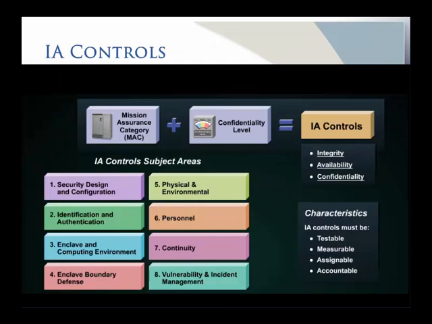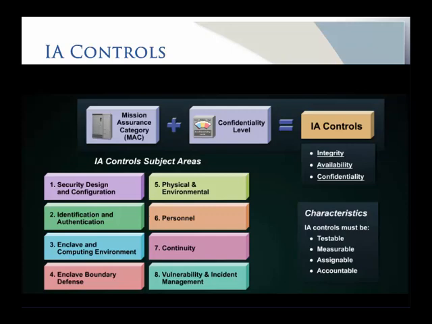So now you want to figure out what your IA controls are going to be based on the MAC level and the confidentiality level. Those two things are related, but not exactly the same thing. You want to look at integrity, availability, and confidentiality. You want your controls to be testable, measurable, assignable, and accountable. Because what's the point of doing it if they're not? Then it's what we call good intentions. Gee, I sure intended to not let that information get out, but I had no way of actually measuring that I was doing anything that was going to have any impact on that.